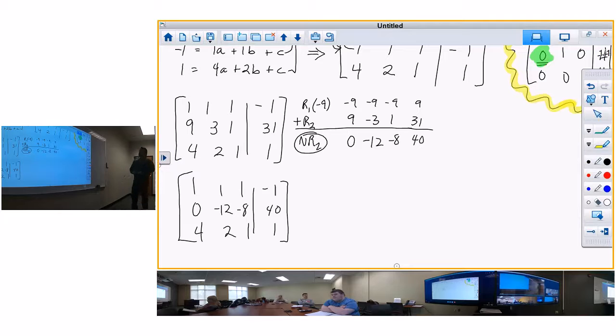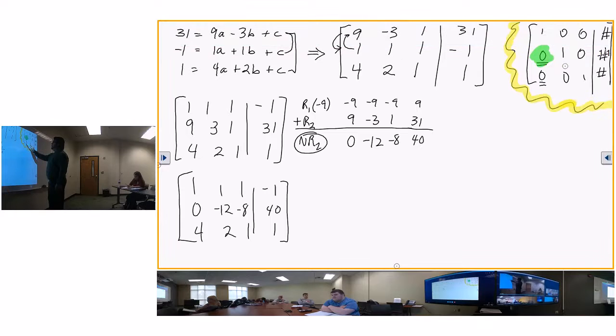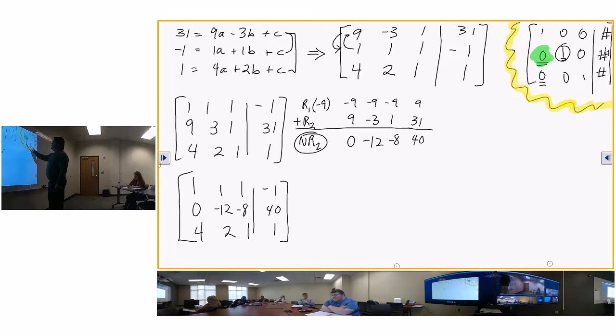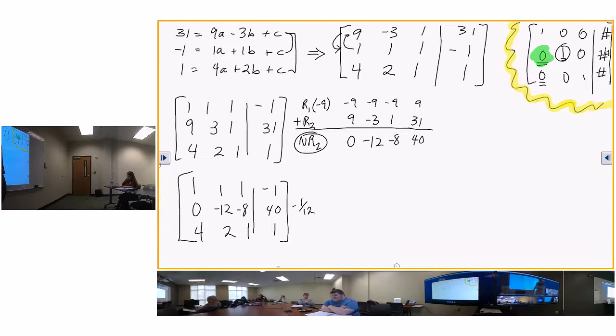Get the bottom middle one. I can get the bottom 0 right here, or I can go right here and get this 1 right here. It doesn't matter. You can do whichever one. The easiest one is get the 1 right here, because all I got to do is multiply this by negative 1/12.